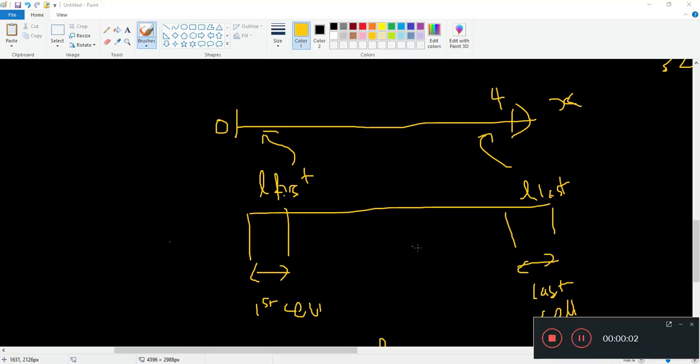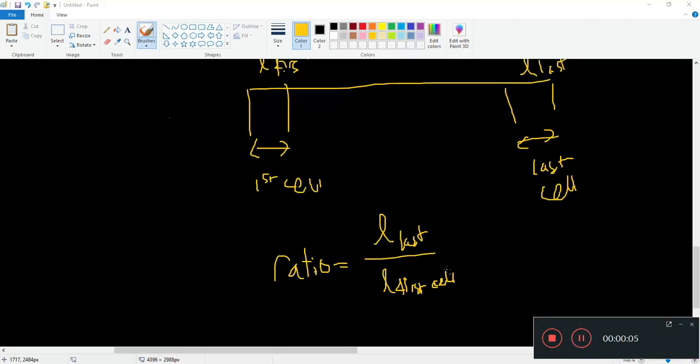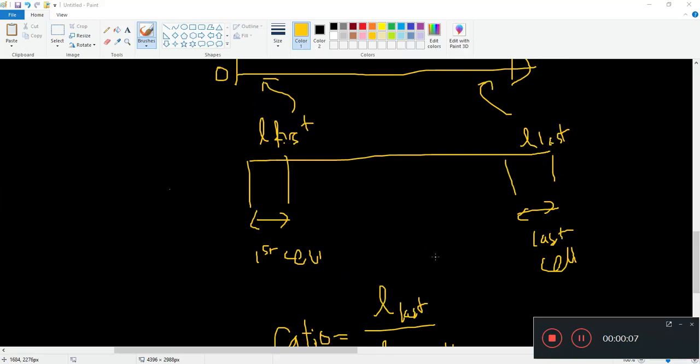Hello everyone, welcome to this video on Turbulence Modelling. We're going to continue discussing our case structure for our OpenFOAM example.